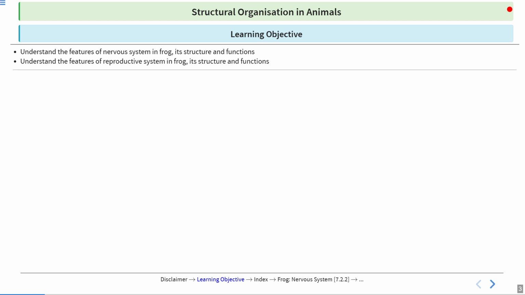Another learning objective is to understand the features of the reproductive system in frog, its structure and function. So the very, very important part of this chapter, that is the reproduction of frog. Okay, the reproductive system of frog, so that we are going to study regarding its structure as well as the function of the different parts, right?